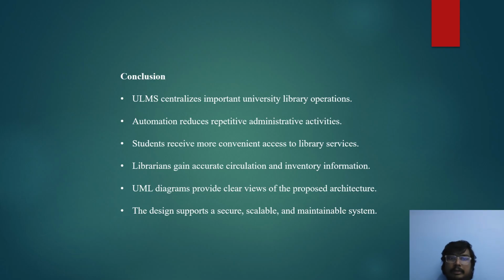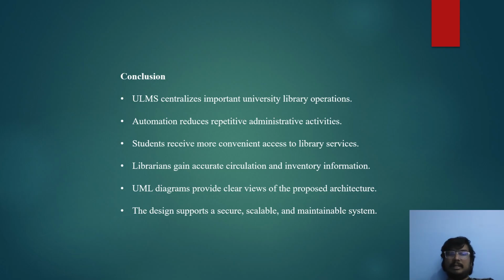And the conclusion here is that UML centralizes important university library operations, and automation reduces repetitive administrative activities. Students receive more convenient access to library services. The librarians gain accurate circulation information, and UML diagrams provide clear views of the proposed architecture. The design supports a secure, scalable, and maintainable system.